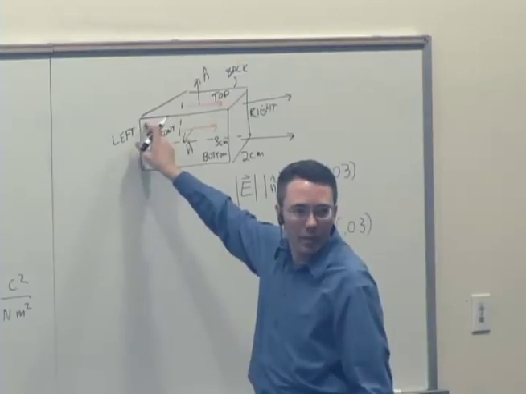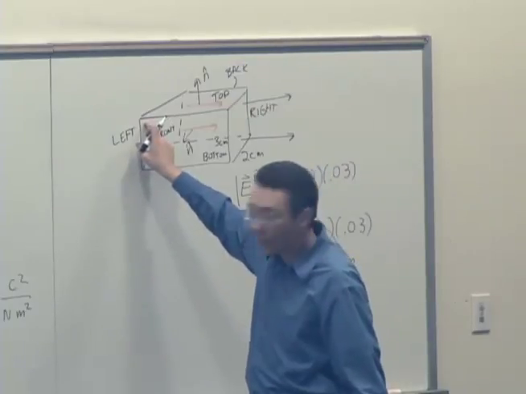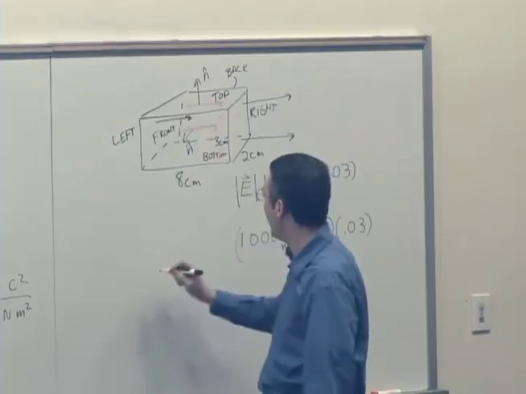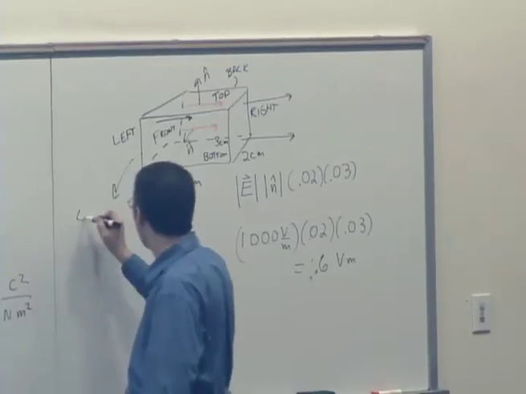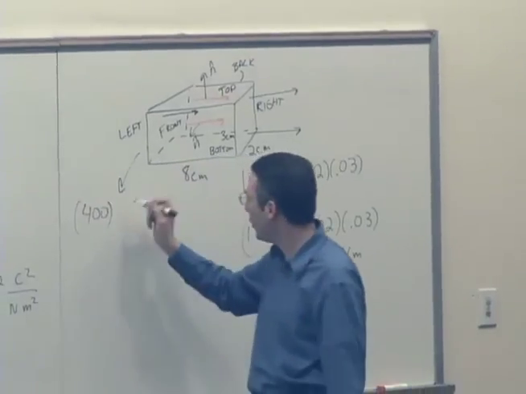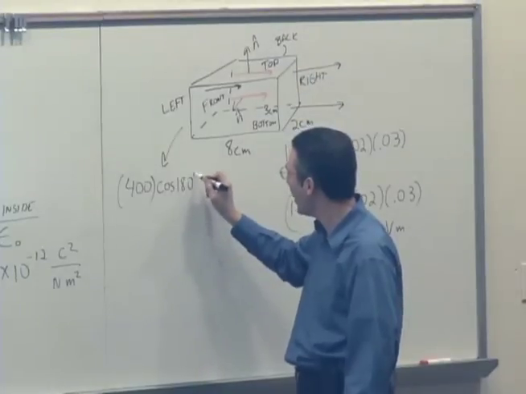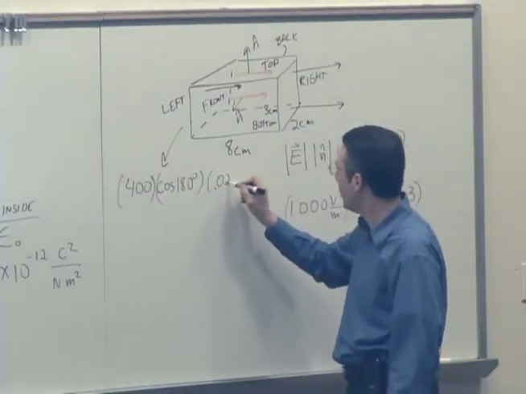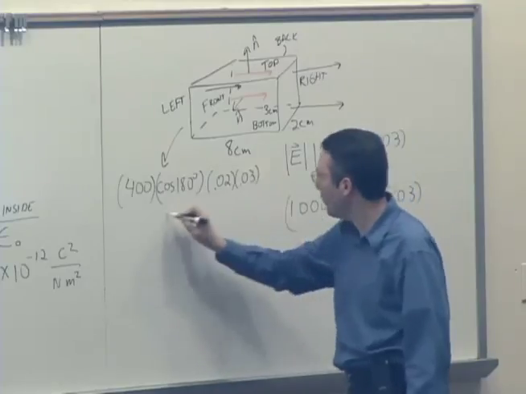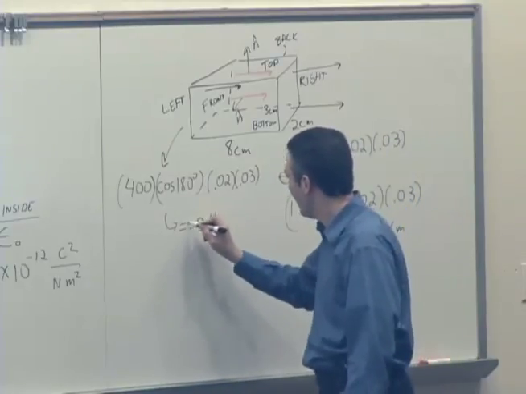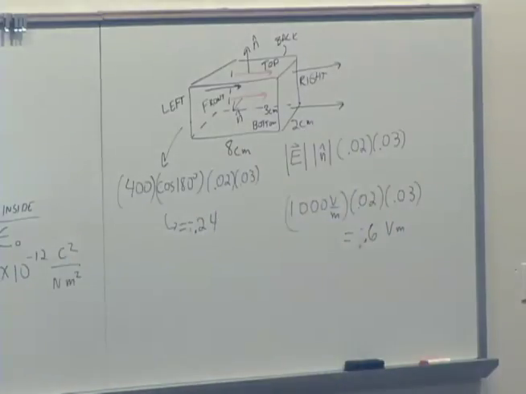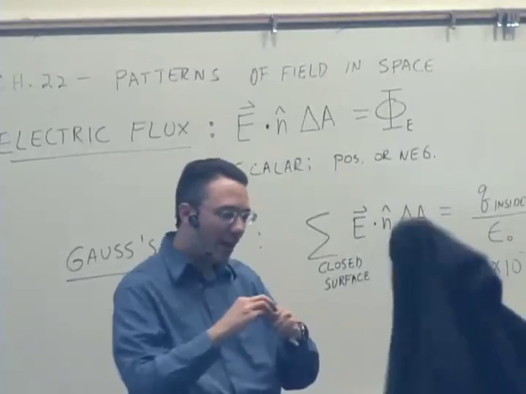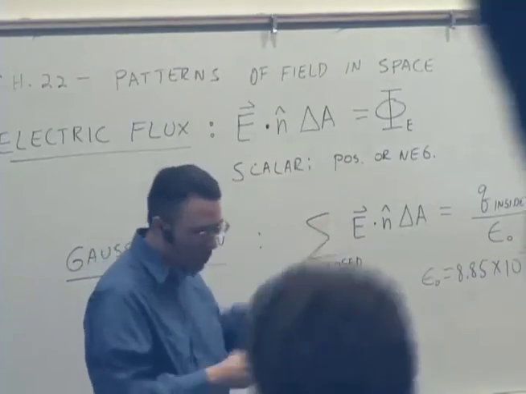What about on this side? What do you get? What's the sign? It's negative 0.24, right? That's coming from the magnitude, 400 volts per meter. So you can do it in magnitudes: 400 volts per meter times the cosine of 180, which is negative 1, times 0.02 times 0.03 gives you negative 0.24. And so when you add those up, you get 0.36, right? Answer number 2, okay? So next time we found the flux, we could then use this to calculate the charge. We'll do an example of that next time.